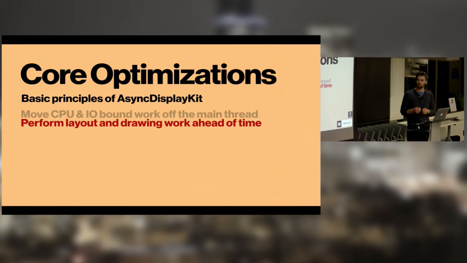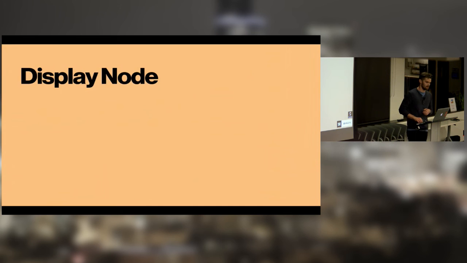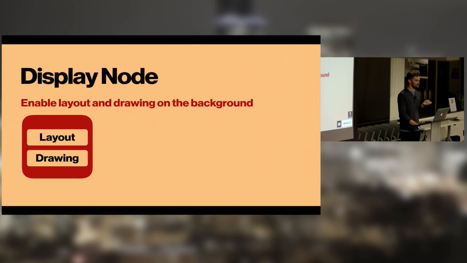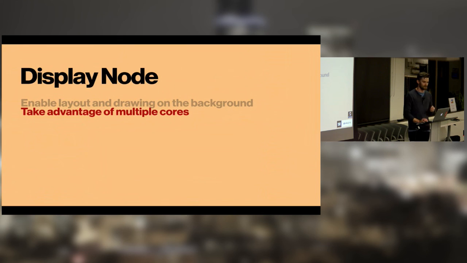Finally, we need an abstraction that hides away the complexity of achieving this level of asynchronous and concurrent UI rendering, and it needs to feel very familiar to UIKit developers. This abstraction is the display node. The display node is a thread-safe object that enables concurrent UI operations that normally could not be done on background threads with UIKit. Namely, these are the CPU-bound layout and drawing operations that would be normally main thread intensive. In their concurrent state, we can asynchronously dispatch this work to be potentially done in parallel.